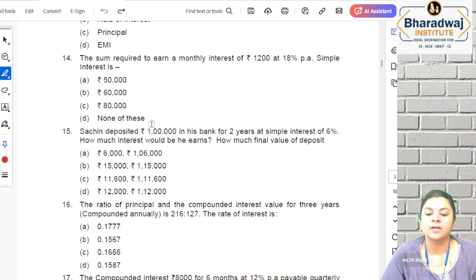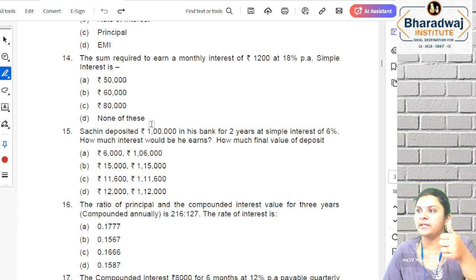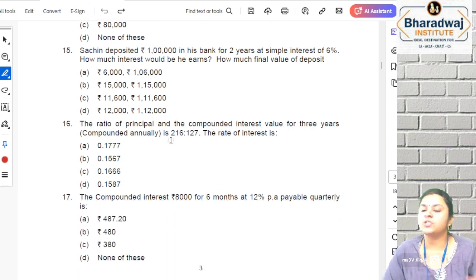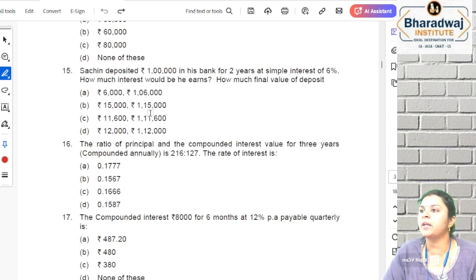Fifteenth one. Sachin deposited 1 lakh in his bank account for 2 years at simple interest. How much is the interest that he earns, and how much is the final value of the deposit? They have asked for the simple interest and the final amount. You can solve directly by formula. These questions you can solve on your own. I will give you the PDF. Wherever we are doing the question now, we can solve right now. Others you can solve on your own. Any doubts in 14 or 15?